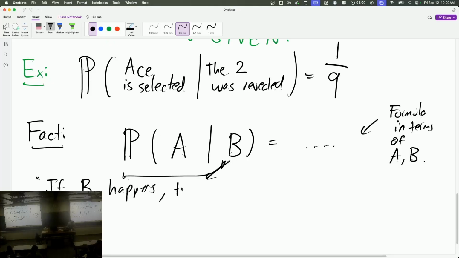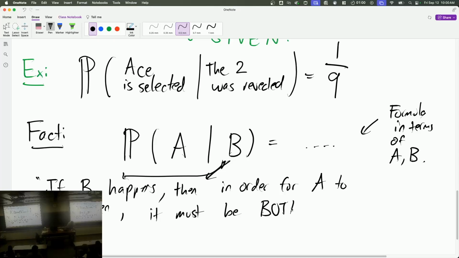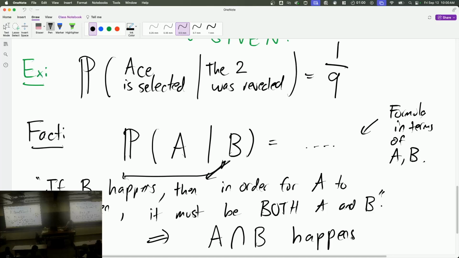Then in order for A to happen, it must be both A and B. We're trying to find the probability that A happens, but we already know that B has happened. Someone has told us we've observed that B has happened, for example, that the 2 was revealed. If A is going to happen and B has happened, then both A and B have happened. This is why A intersection B happens. This is what intersection means: both events happened.